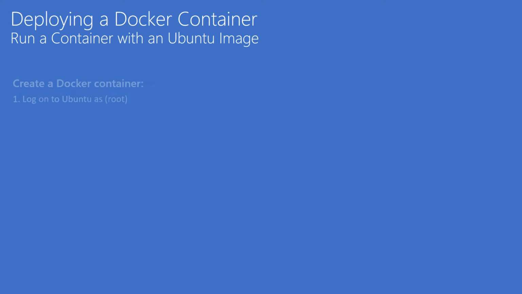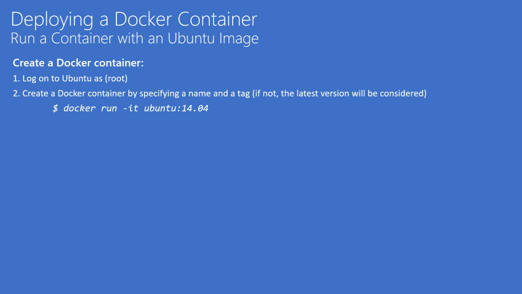So now we will actually deploy a container. So obviously the first thing to do is SSH into your Ubuntu machine and become root. So sudo to become root, sudo su. The first command that we're going to actually issue is a docker run command with a couple of switches, -i and t. And what will happen here, Docker will attempt to look for the Ubuntu 14.04 image from the Docker public online registry.